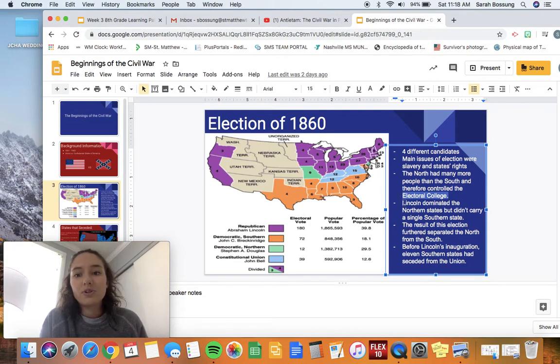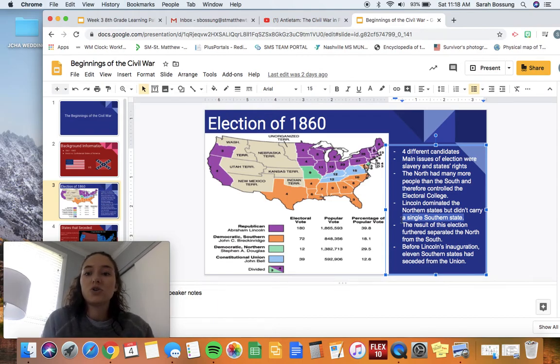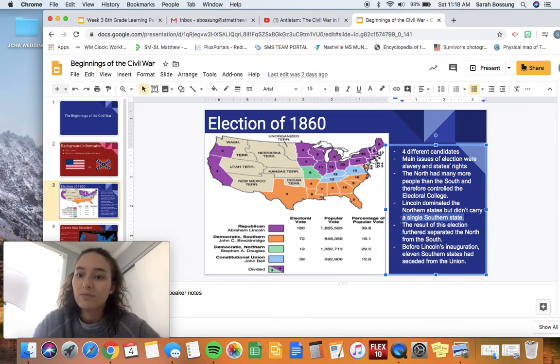I think the next bullet point is super interesting, just because Lincoln dominated the North, but he didn't carry a single Southern vote. So you can already see, if I'm living in Tennessee in 1860 and Lincoln gets elected president, but we know for a fact that no Southern people voted for Lincoln, then we feel like we were misrepresented and we deserve something better. Like we were bullied by the North to get this guy elected. So there's already tension rising with this election between the South and the North.